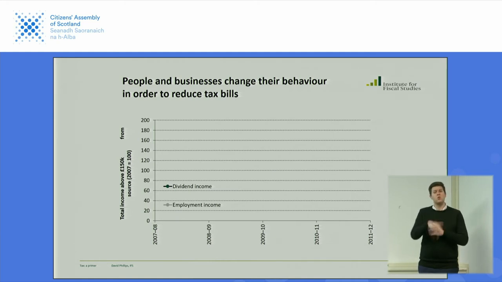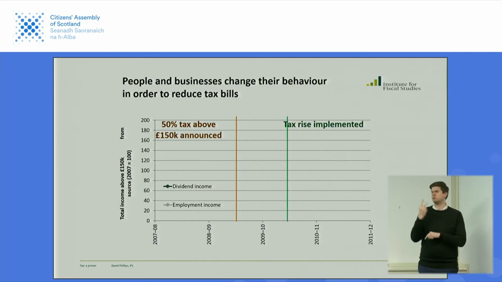£150,000 a year, how much they declared to the tax man between 2007-08 and 2011-12. And I'm going to show it setting it all to 100 in 2007-08, so you can look at the trends from then on. And why am I doing this? Well, the reason is because the UK government announced that they're going to have a new higher rate of tax if you earn more than £150,000. They announced that in late 2008, and it was coming into effect in 2010.